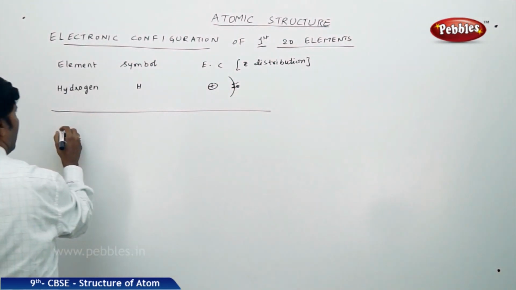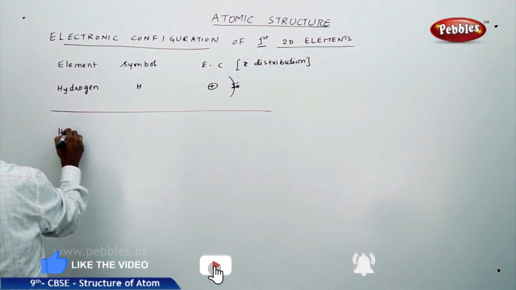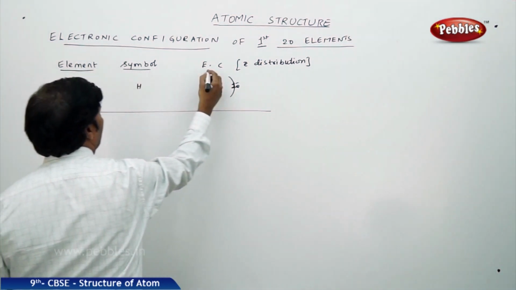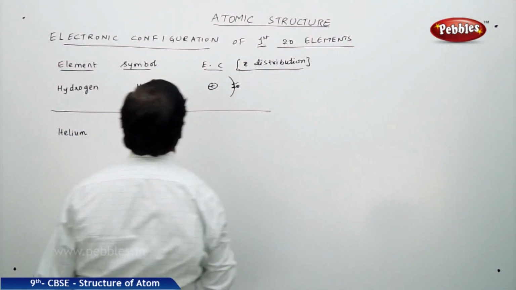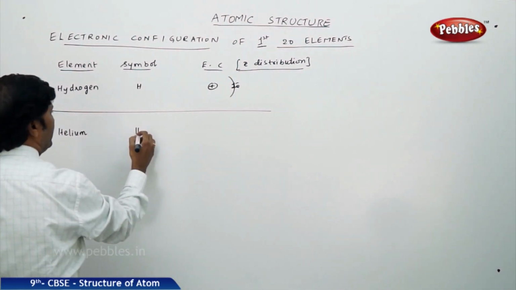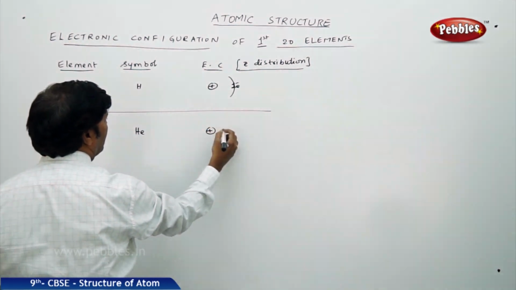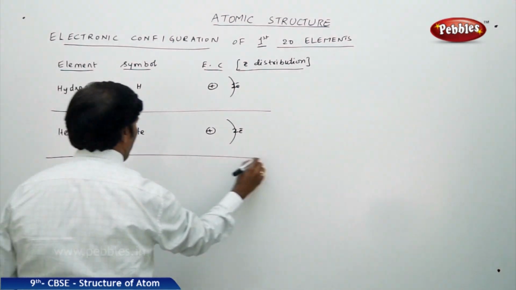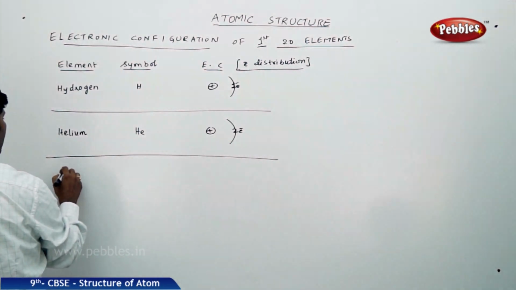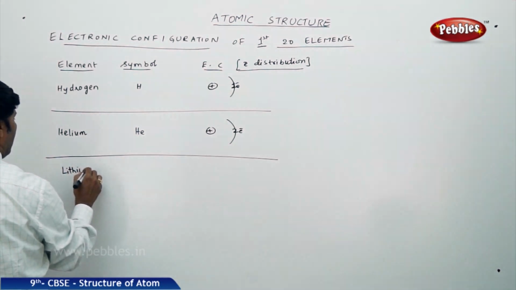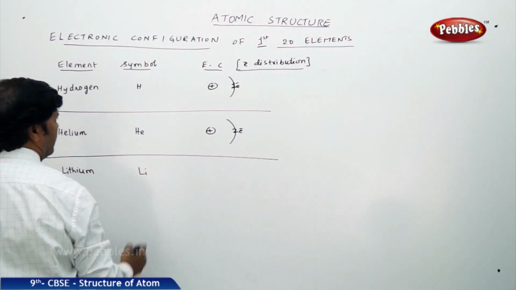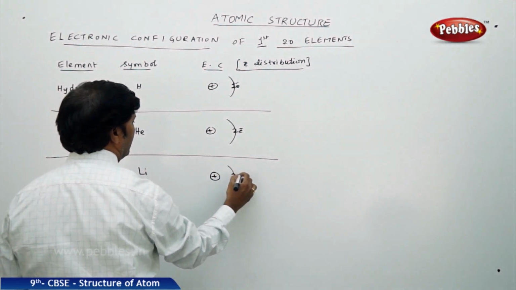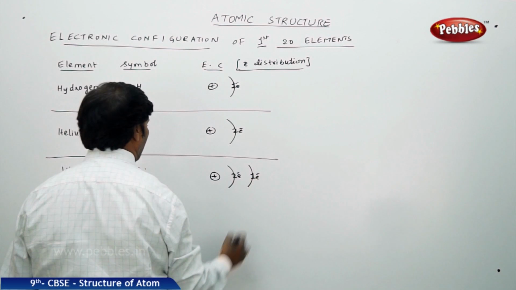Go for the second, helium. Symbol is He. Take the nucleus. The first shell contains 2 electrons. Over. Go for lithium. The symbol is Li. Take the nucleus, first shell 2 electrons, next shell 1 electron.